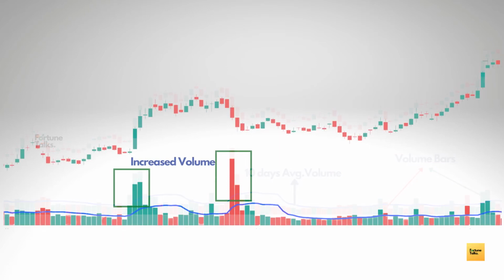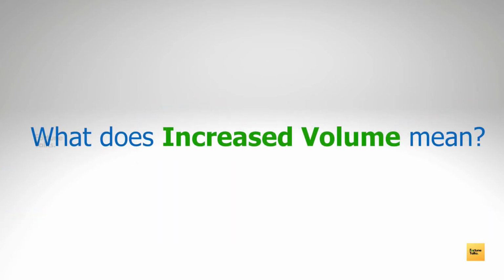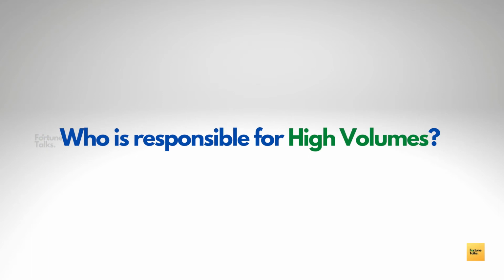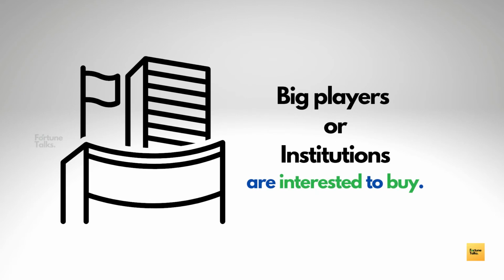As you notice, all the volume bars that are over and above the 10-day average volume can be considered as increased volume. Now the question is, what does increased volume necessarily mean and why is it important? Well, increasing volume means higher trading activity than usual, which means more shares are being exchanged hands. Now, who do you think will be responsible for this? Can retail traders by themselves contribute to such high volumes single-handedly? Common sense tells you that it is not possible, and it's obvious that there is some institutional activity or large participation by some big players has taken place.